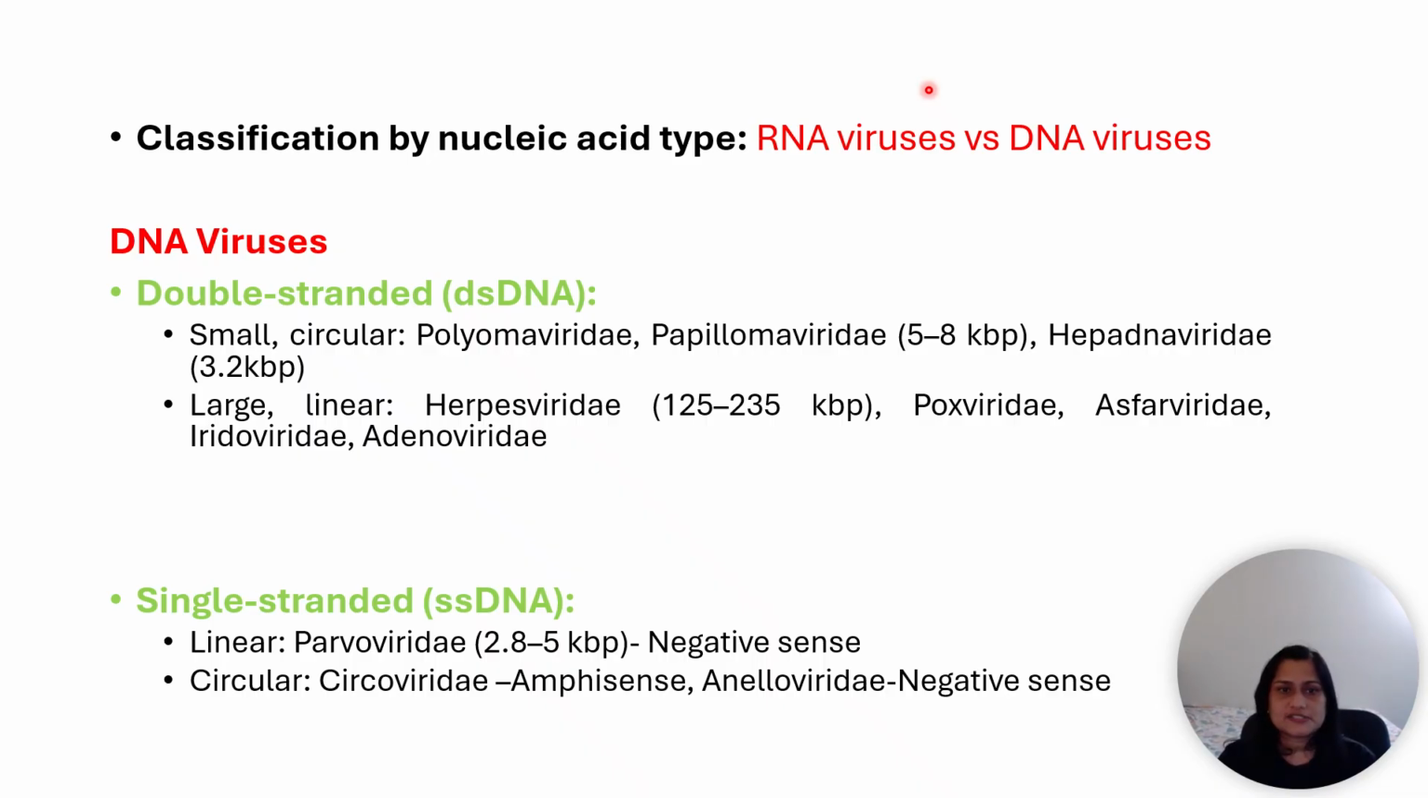Now moving on to the single-stranded DNA viruses. They can also be linear or circular. The linear single-stranded DNA viruses include the Parvoviridae family, which are negative sense and have a genome size around 2.8 to 5 kilo base pairs. The circular single-stranded DNA viruses include two families, Circoviridae and Anelloviridae. Circoviridae has an ambisense genome, and Anelloviridae are of negative sense.